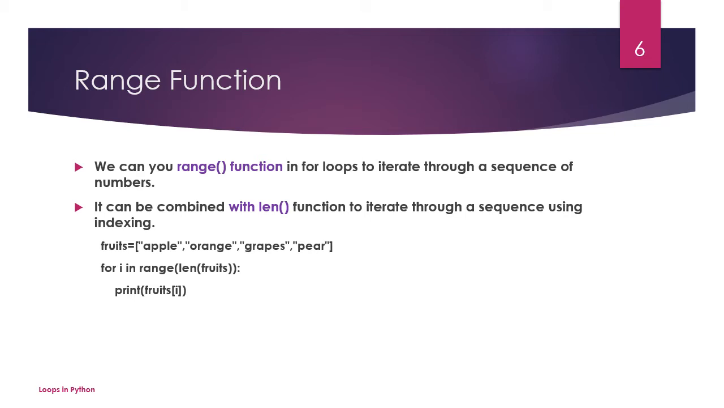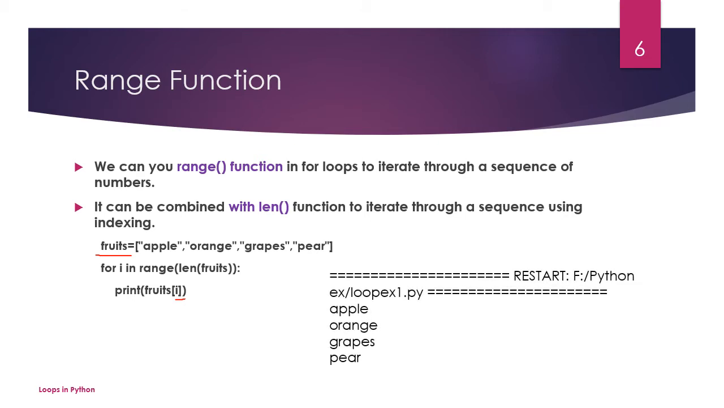See our previous example, we are using a list fruits with values apple, orange, grapes, pear. For i in range of len of fruits, print fruits of i. We are using the same technique we have used in C language. That is, we are printing the contents of this fruits list using an index location. See the output. So here fruits of i means fruits of 0, that is the content is apple. Then fruits of 1, fruits of 2, fruits of 3. How much will this for loop iterate? Until the end of the list.